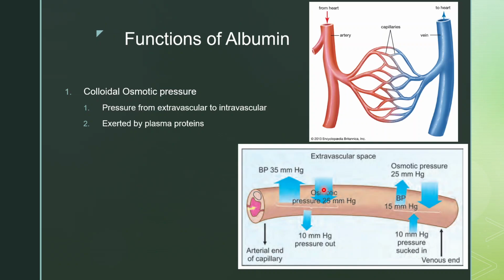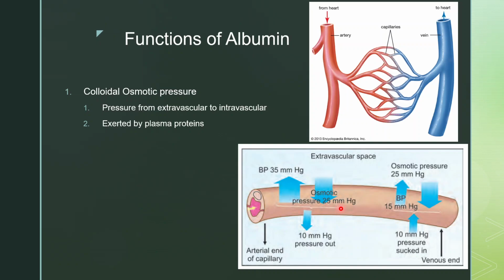Similarly, we have colloidal osmotic pressure, which is an inward pressure exerted from the extravascular compartment to the intravascular compartment. This colloidal osmotic pressure is exerted by albumin or plasma proteins. At the arterial end, we have the blood pressure, which is forcing the fluid outside, roughly around 35 mm of Hg, whereas the colloidal osmotic pressure is roughly around 25 mm of Hg.